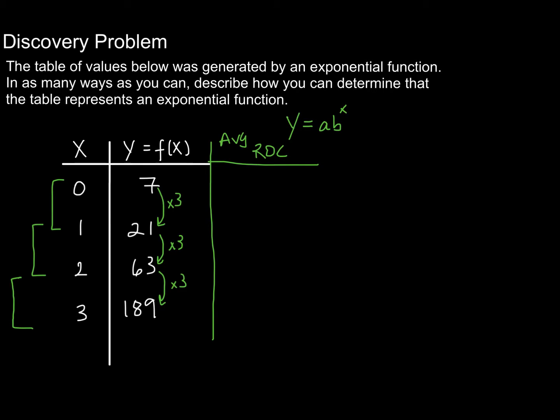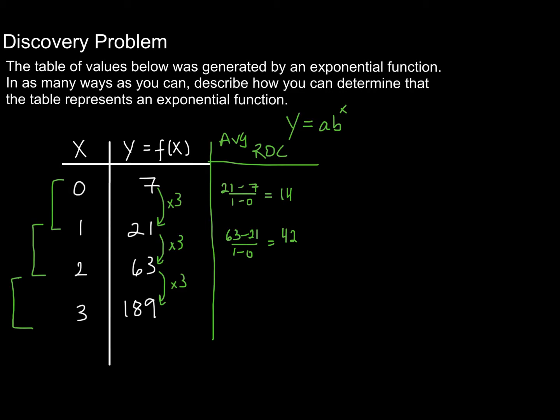Alright, so let's start with the average rate of change between 0 and 1. The difference in the y values is 21 minus 7. And the difference in the x values is 1 minus 0, and so that is going to end up being 14 over 1, or 14. The average rate of change between 1 and 2, the difference in the y values is going to be 63 minus 21. Difference in the x values, again, is 1 minus 0. 63 minus 21 is going to be 42, and so I'll have an average rate of change of 42.